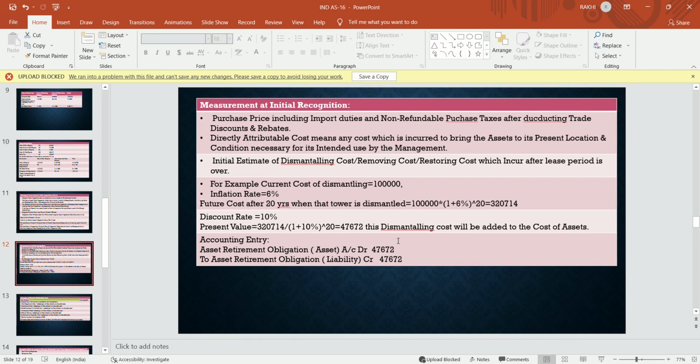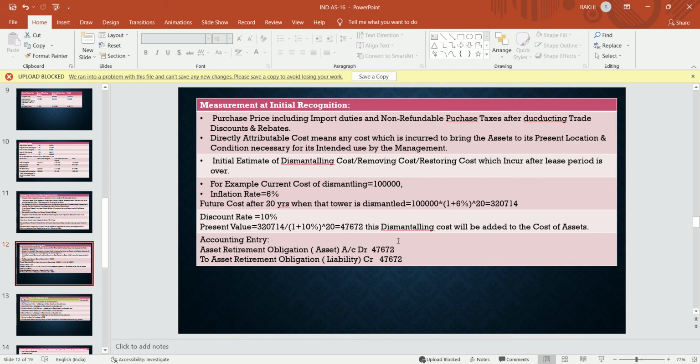So we will use the discount rate to determine the present value of the dismantling cost. That is 3,20,714, which is the future cost after 20 years, which we will divide by (1 plus 10%), that is the discount rate, to the power of 20, to determine the actual dismantling cost which will be incurred today. That is 47,672, which will be added to the cost of the asset.